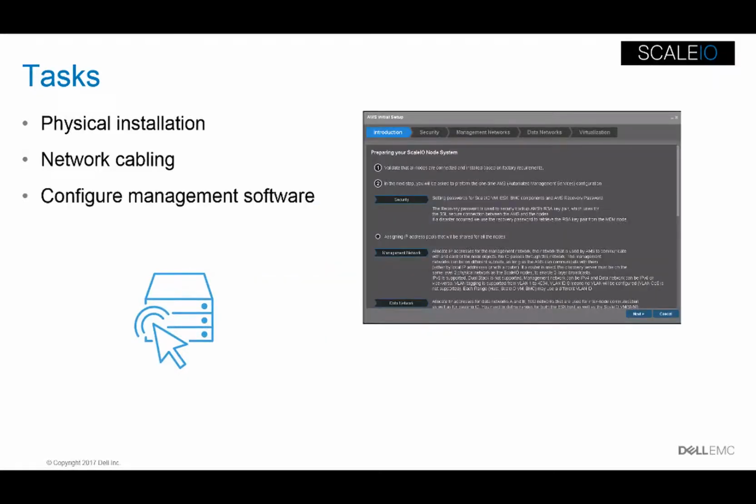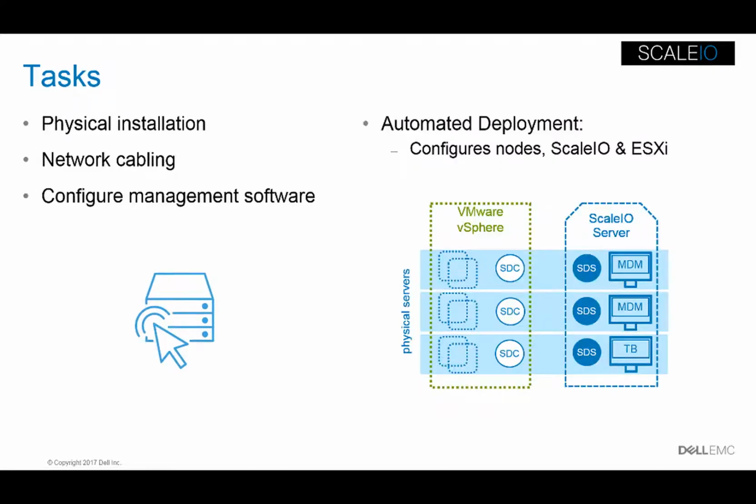While the nodes are being physically installed and cabled, our admin can get to work installing the ScaleIO management software and configuring the information the deployment wizard will pull from in order to configure node security, networks, and connect them to vCenter. Once the management software is configured and the nodes have been powered on and cabled to their networks, the automated deployment can begin.